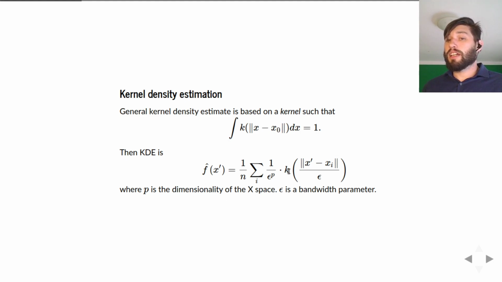So how your kernel density estimate responds to the dimensionality is through this 1 over epsilon to the p. If p is larger, then you're going to have a larger effect. This epsilon we call a bandwidth parameter. Typically it expresses how local you want your estimate to be. If it's large, then you're using points that are very far away from your current X prime to give your density estimate.